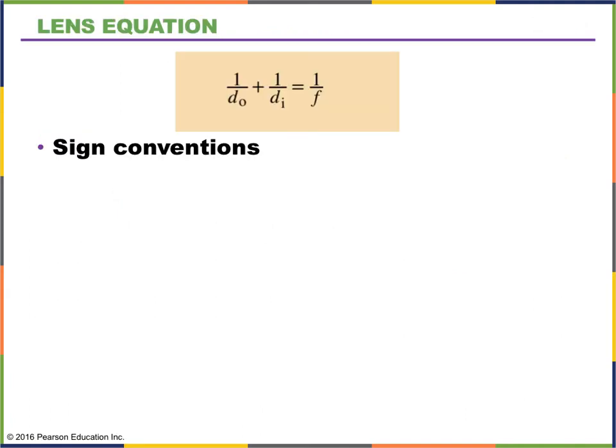So putting all these things together, we have a pretty simple equation. It probably looks familiar because it's basically like the equation for mirrors, and it's called the lens equation. So d sub O, of course, is the object distance, d sub I is the image distance, and f is the focal length. Just so we're familiar with our sign conventions, f is positive if it's a converging lens, f is negative if it's a diverging lens.